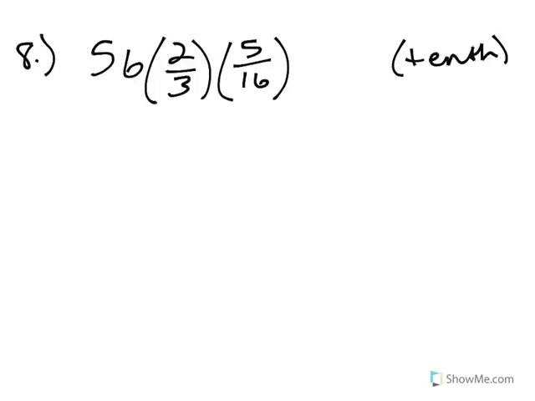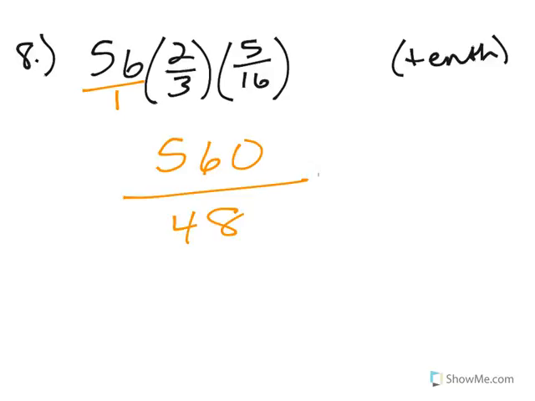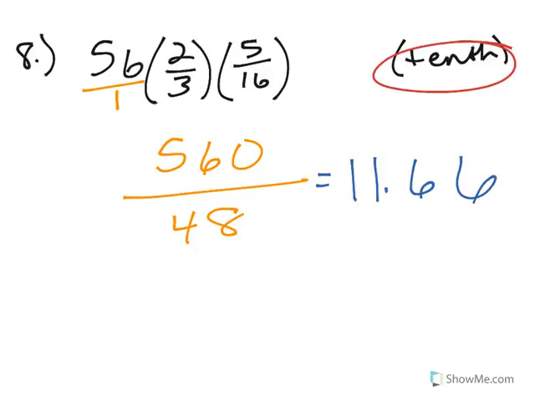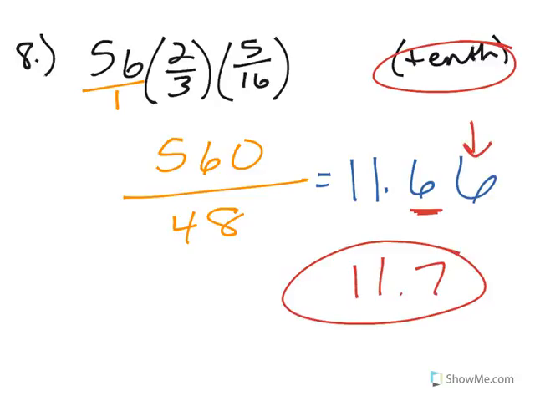Number 8. You can do this one a couple different ways, but one way to think about it is this is like a 56 over 1. So if you multiply everything in the numerator and then everything in the denominator, you end up with 560 over 48. Then you can do just a simple division problem, and you get 11.66. Well, nearest tenth, 6 rounds up, so I get 11.7.